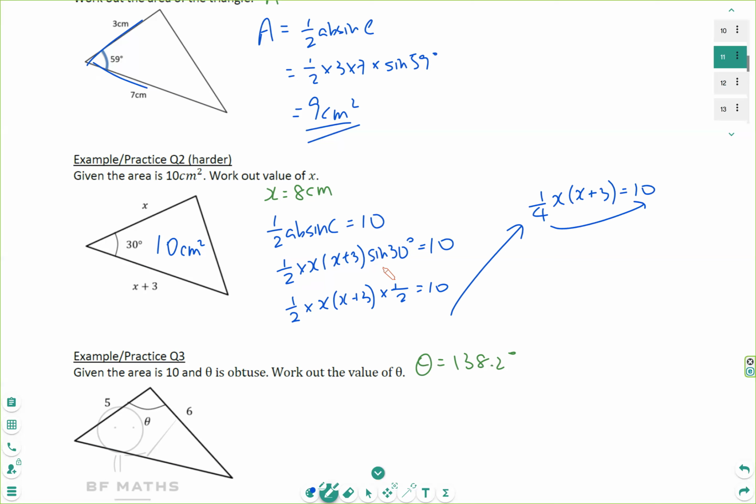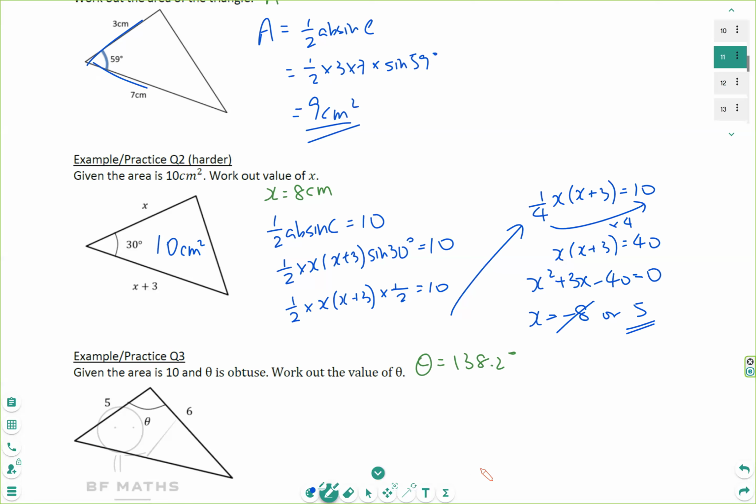I can multiply 4 over, giving us x times (x plus 3) equals 40. Then I realize this becomes a quadratic, so I'm going to expand the bracket, x squared plus 3x, and bring the 40 over to the left-hand side. With the calculator, solve the quadratic, you should get x equals minus 8 or 5. We can't have a negative value of x because x is a length.